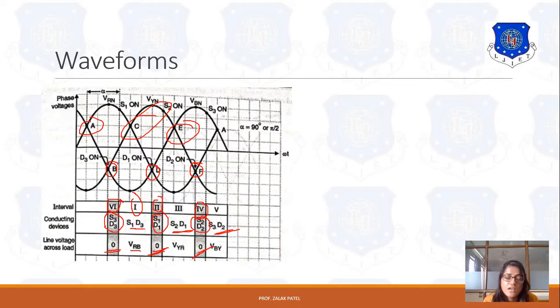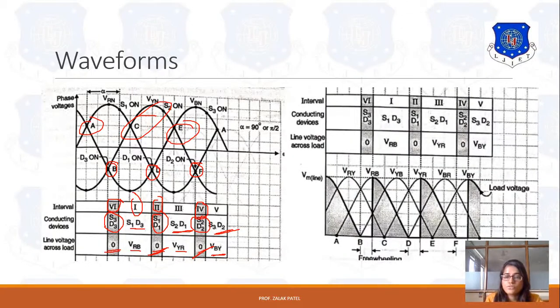Same way here also some voltage is present, that is VYR, between 2 and 1, and between third and 2, VBY. So based on the diode and SCR conduction, and due to the phase difference between them, the voltage will appear in intervals 1, 3 and 5, and there is no line voltage and phase voltage in intervals 2, 4 and 6. So this is the waveform.